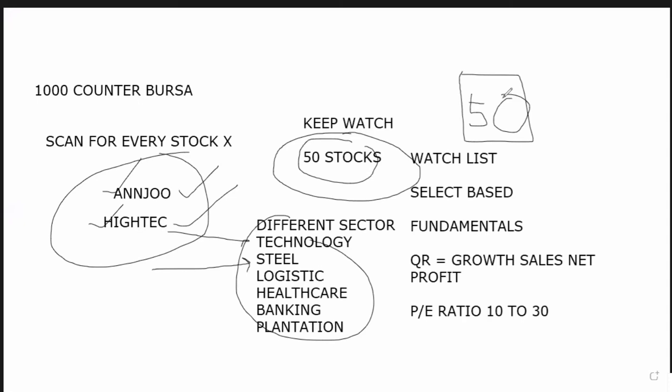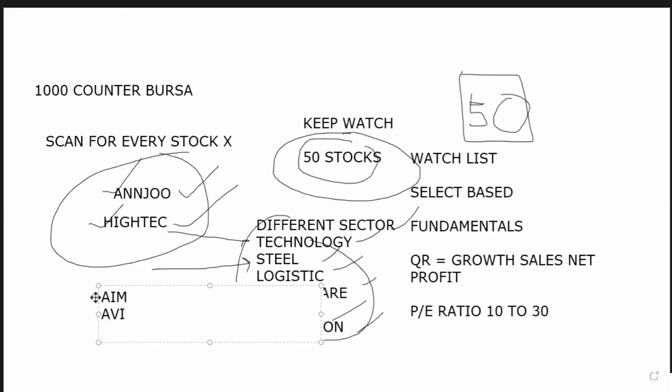I don't want to open too many windows, and I cannot watch so many stocks. So 50 is a nice number for me to watch. I will just keep watching 50 stocks. Whatever sector moves in a day, I will know. I will look at my watch list first. I don't go and play other stocks. Suddenly you give me an AIM, an AVI, an ASP, this kind of stock, I don't know what they are.